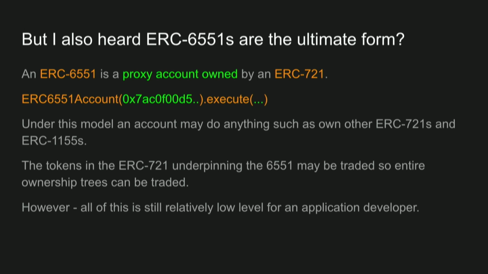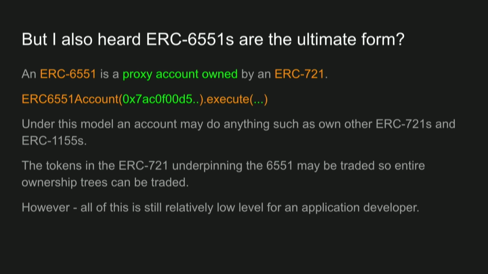And the way that works is that if Taco Foods, let's say, is now a 6551 contract, I can call it, and if I own the 721, one of the token IDs at the 721 that creates that address, I can execute code on chain on behalf of that address. So the other contracts see the call coming from that 6551 account address.